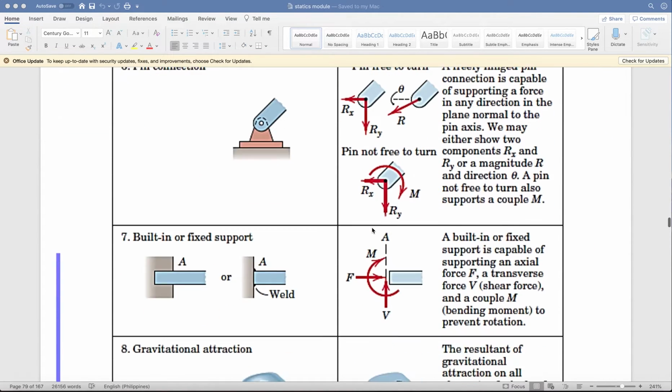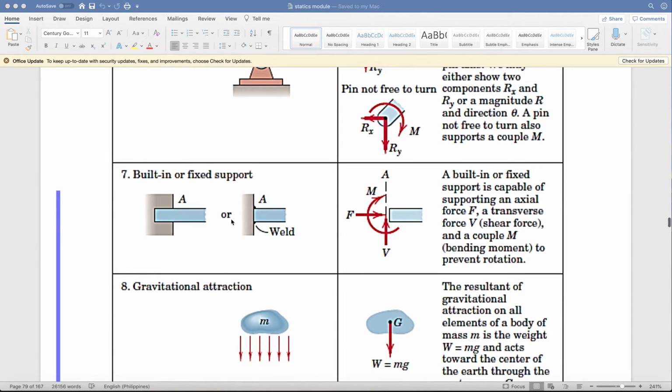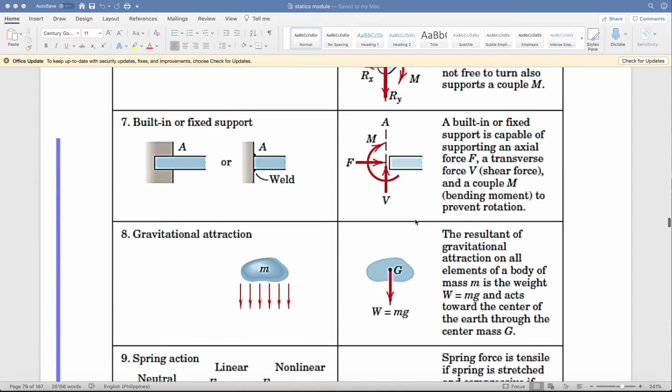Next, we have a built-in or fixed support. For a built-in or fixed support, we have three reactions: the vertical, the horizontal, and the moment. A built-in or fixed support is capable of supporting an axial force F and a transverse shear force. So we have an axial force, a shear force, and a bending moment.